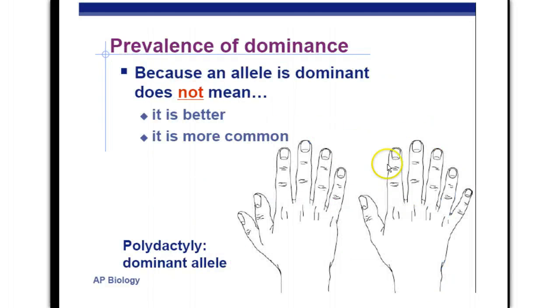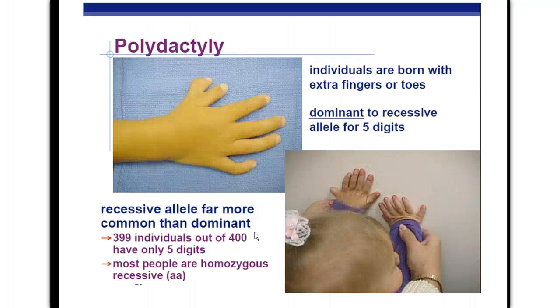All right, so dominance. Just because something is dominant doesn't mean it's better or more common. For example, if you have 5 fingers and 5 toes, you have the recessive alleles. You have, let's say, little p, little p. If you get big P, you get something called polydactyly, and that's a dominant allele. That means you're going to have extra fingers and such. So just because something's dominant doesn't mean it's more common. And this is one example of a dominant allele, a dominant trait, that's not very common in populations.